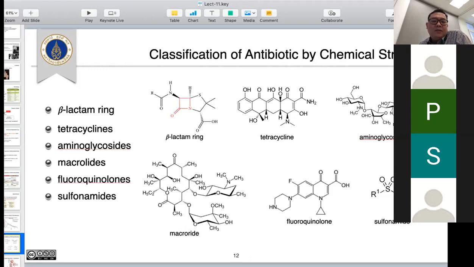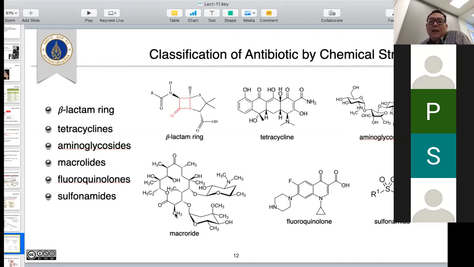So this structure is called aminoglycoside. Okay, aminoglycoside. This structure, you see the big member ring. Okay, 13, 14 member ring. I can't remember. 1, 2, 3, 4, 5, 6, 7, 8, 9, 10, 11, 12. 13 member ring.